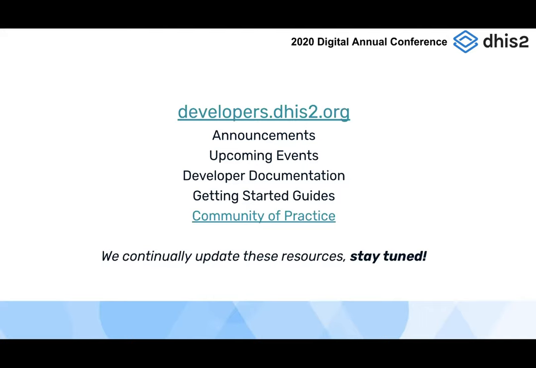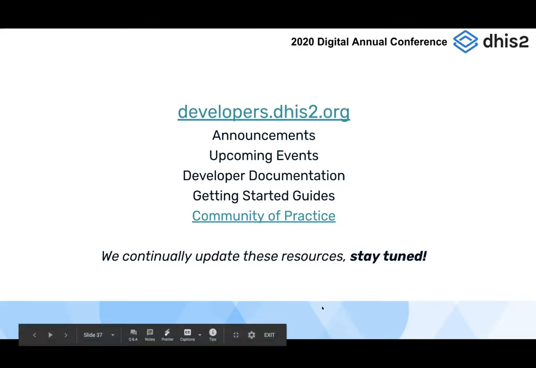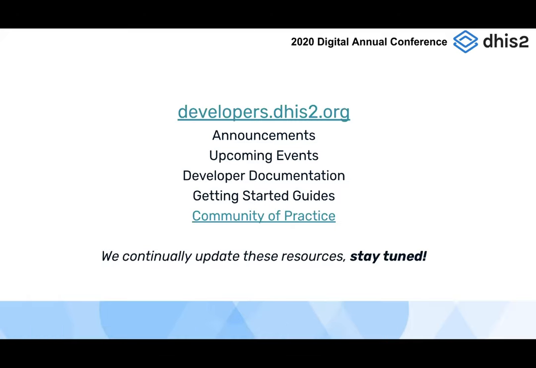You can find all of it on GitHub. And you can also find the community of practice topic for development. There are two subcategories within that, for application development and Android development, on the community of practice, where you can ask any questions that you might have. And we monitor that pretty frequently.